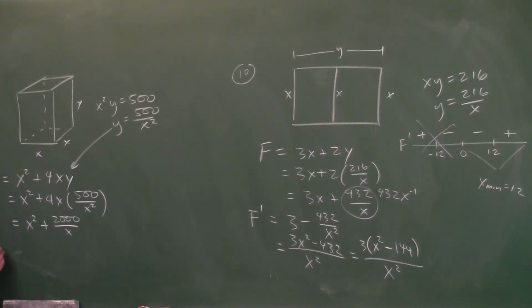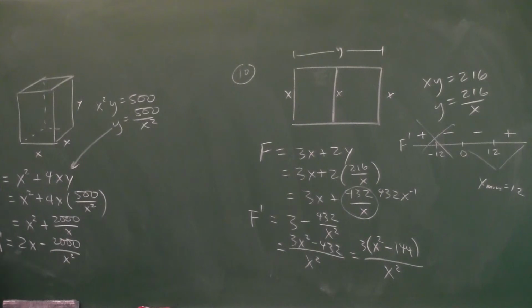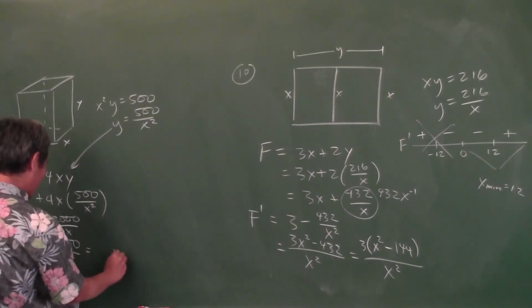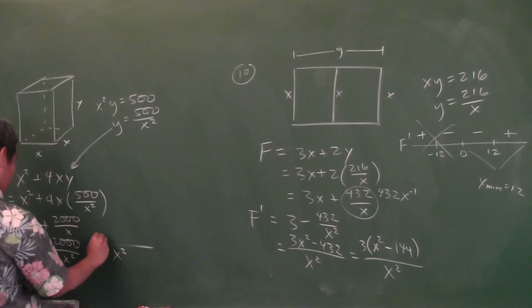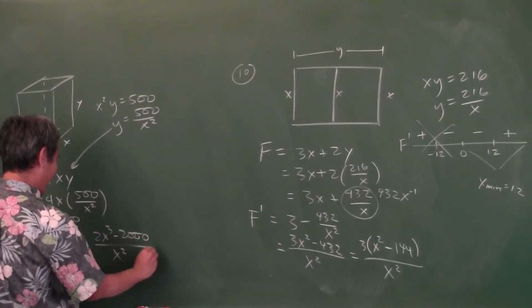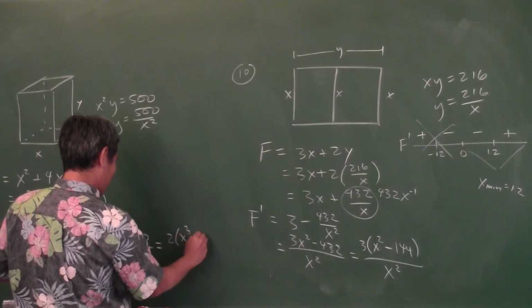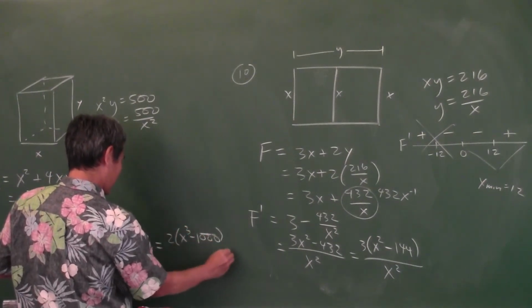And then we take the derivative. Let's see if we learned anything from the last problem. 2x, and what's the derivative of 2,000 over x? Negative 2,000 over x squared. Oh, you're money today. And then we make a least common denominator. Woo! So 2x cubed minus 2,000. Factor out the 2. Look how nice it's coming out. It's bringing tears to my eyes.